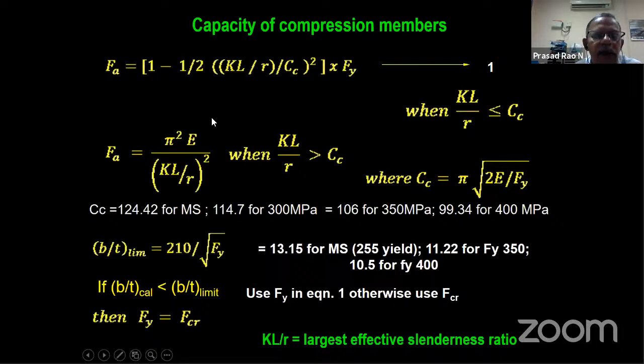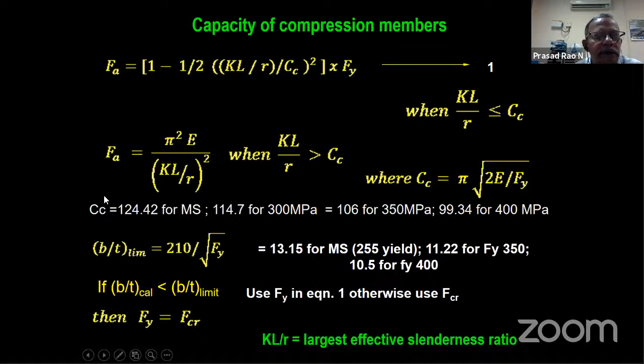And the B by T limit. Given a section, you have to find out the B by T limit. This is the limit up to which no local plate buckling stresses will come. Your angle will behave as an angle section. If it crosses this, your angle may be subjected to individual plate behavior, and plate buckling will be dominant when compared to the overall buckling. Before overall buckling occurs, your angle will fail by plate buckling.